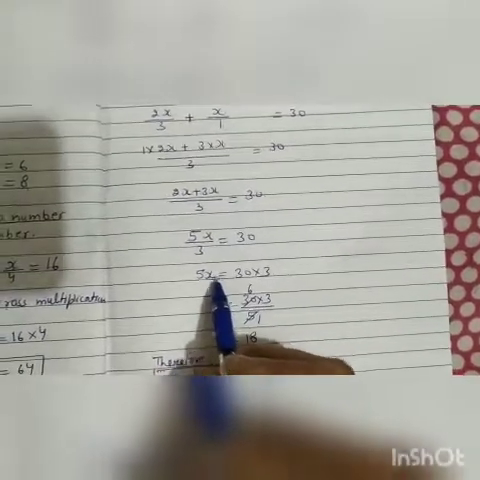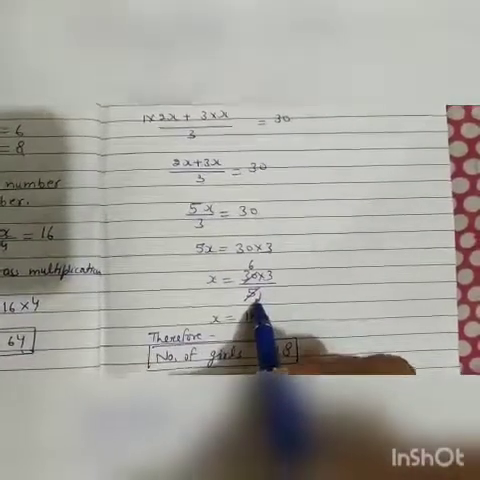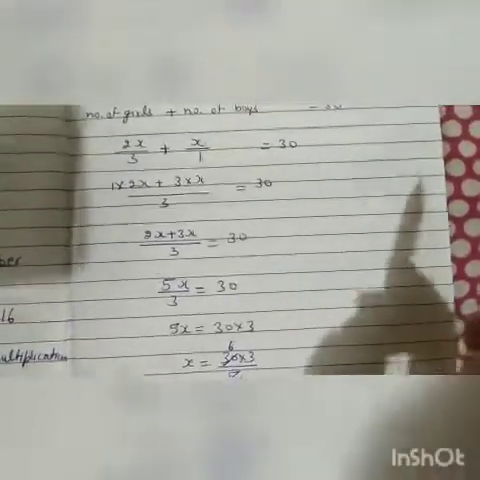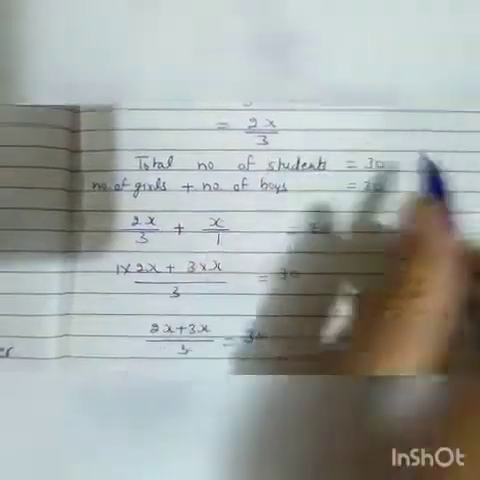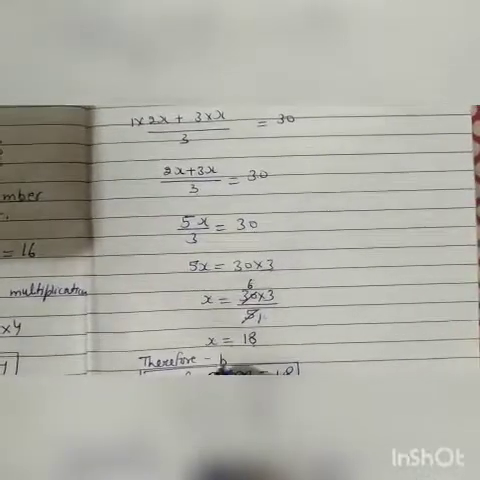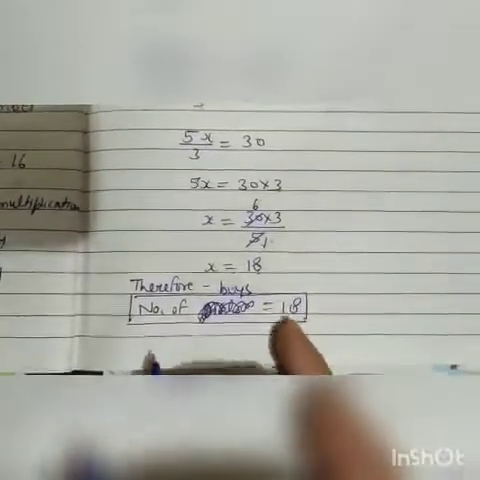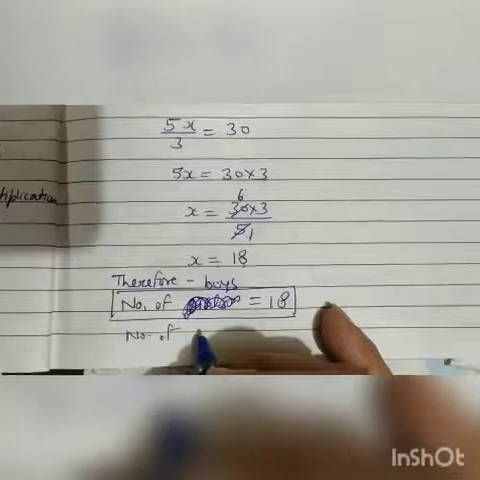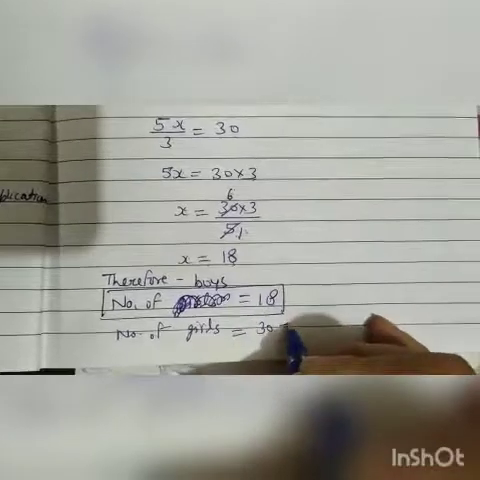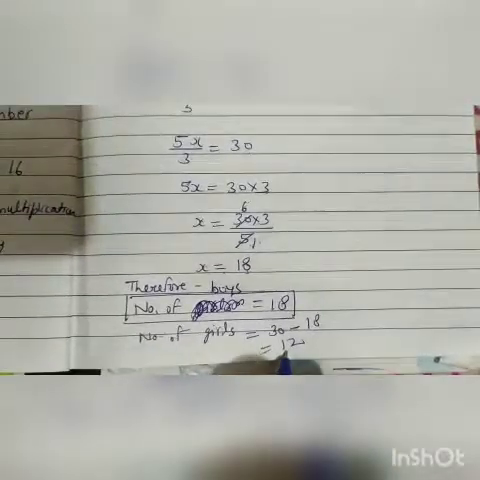By cross multiplication, 5X is equal 30 multiply 3. Then X is equal 30 multiply 3 upon this 5. 5 ones are 5, 5 sixes are 30. X is equal 6 times 3, 18. And what is the X? X is number of boys. So number of boys is equal 18. Then what will be the number of girls? What is the total number of students? 30. Number of boys we have found out, 18. So 30 minus 18, 12. Number of girls is equal 12.